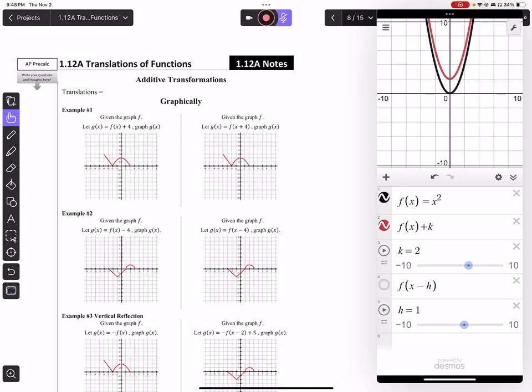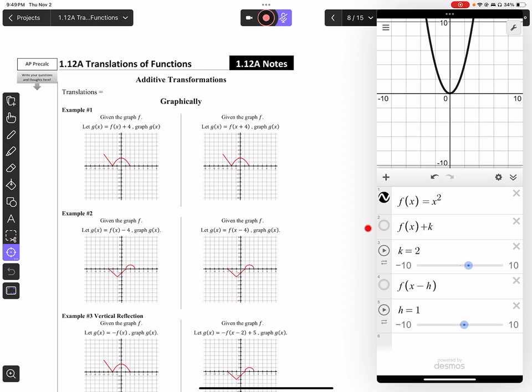Okay, the first thing we're going to do is I want you to look over here at my Desmos settings. Right now I've got two graphs on there. I've got the first graph, f of x equals x squared. That's the black one. I'll turn off the red one so you can really focus on that. Okay, so that's our parent quadratic.